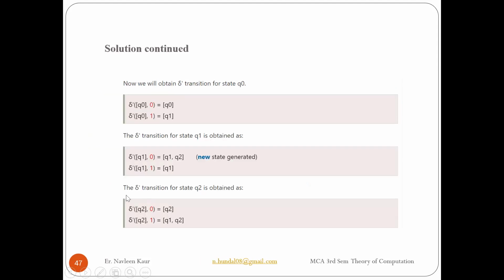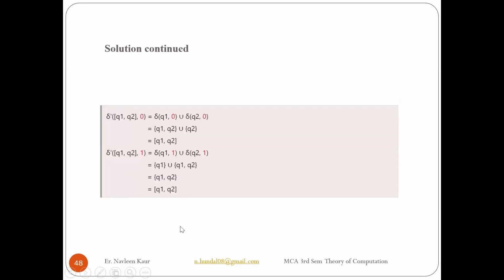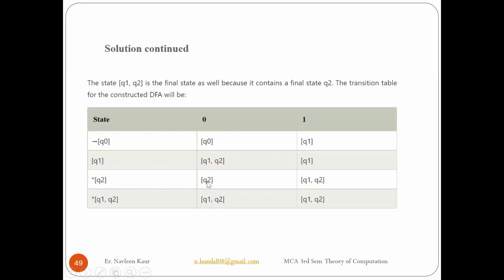You have to just look from here. Q2 on 0 takes you to Q2. Q2 on 1 takes you to Q1, Q2. So this is also a final state. This is already there. Now there is a new thing: Q1, comma Q2. Q1, comma Q2 on 0 takes you to Q1, Q2. Q1, comma Q2 on 1 takes you to Q1, Q2. Same. Now the transition function is generated.